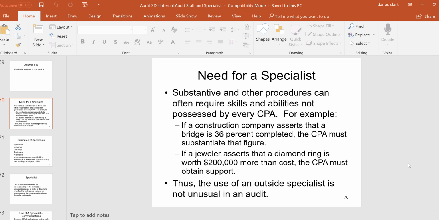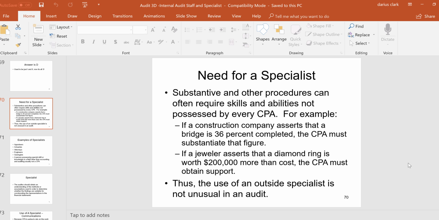So, for example, when would we need a specialist in an audit? If we have a client who is a construction company using the percentage of completion method, and they say that the bridge they're building is 36% complete and therefore they want to recognize revenue of 36%, how do we know that the bridge is 36% complete? We don't know. I could go out to the engineering site, but I can't tell if it's closer to 30% or 6%. I don't know if it's 36.